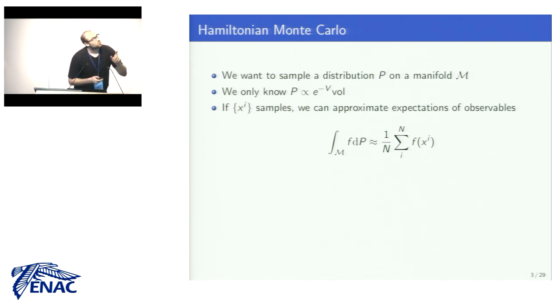And you only need to know your density up to normalization, which is very important for application to Bayesian statistics or molecular dynamics, in which your normalization is the partition function, which is very expensive to calculate. Another reason why you want to do that is because once you have some samples, you can approximate the average over any observable f with an estimator, which is just the integral of f over the empirical measure.